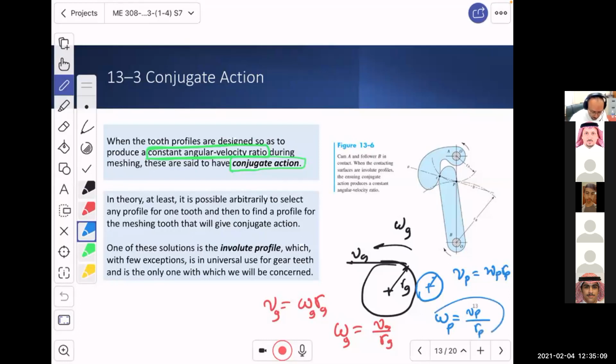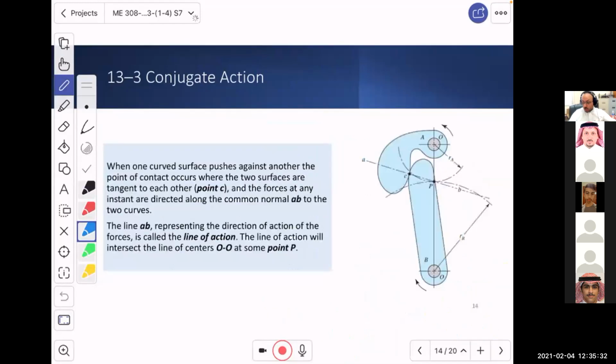So what we want is, while these two circles are in action, for the ratio of the angular velocities to remain constant. One of the ways, as I said, is the involute. So what is the story over here? Let me try to explain it.